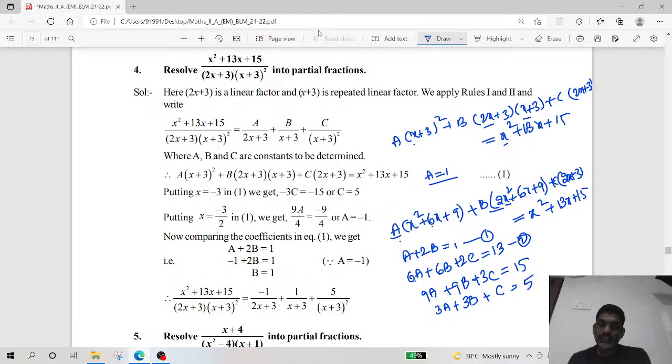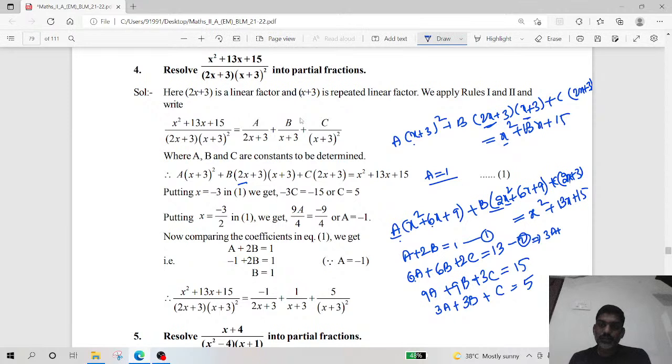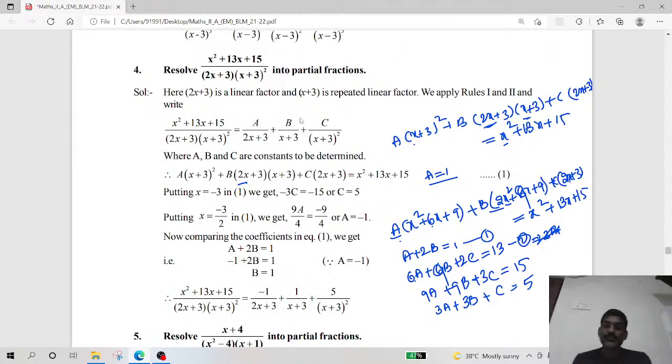And here, this can be written as 3a plus 3b. Yes or no? 3a plus 3b. 2x times x is 2x squared, 2x times 3 is 6x, 3 times x is 3x, and 3 times 3 is 9. So here we compared the x coefficients, and the constants have no change. Now we have to solve these equations.